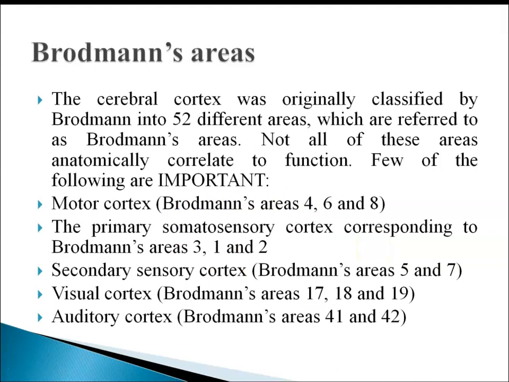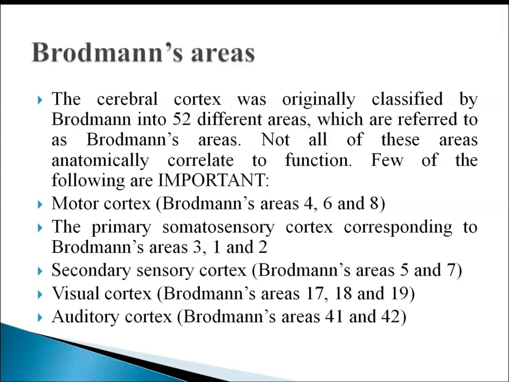Brodmann's areas of the cerebral cortex. The cerebral cortex was originally classified by Brodmann into 52 different areas. So, hence, it was mentioned as Brodmann's areas. Not all of these areas anatomically correlate to function. Only a few of the functions are very important. So, these are the following.